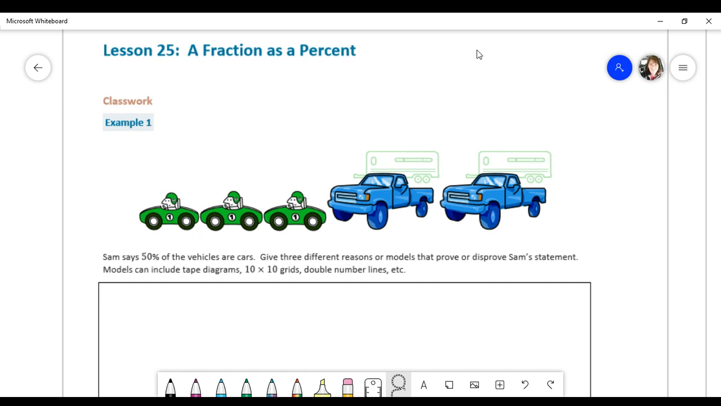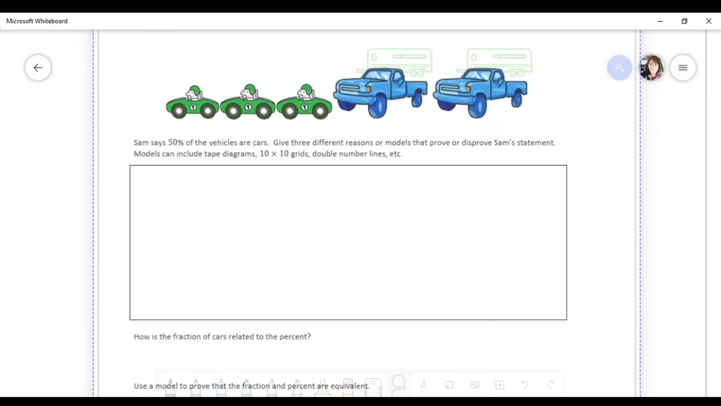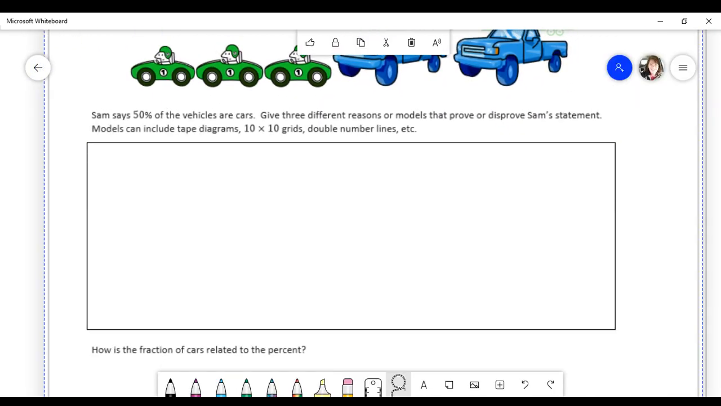And looking at the first example, it says Sam says 50% of the vehicles are cars. Give three different reasons or models that prove or disprove Sam's statement. Models can include tape diagrams, 10 by 10 grids, double number lines, etc. So we can use anything we want. So this is actually a really easy example that it's giving us.